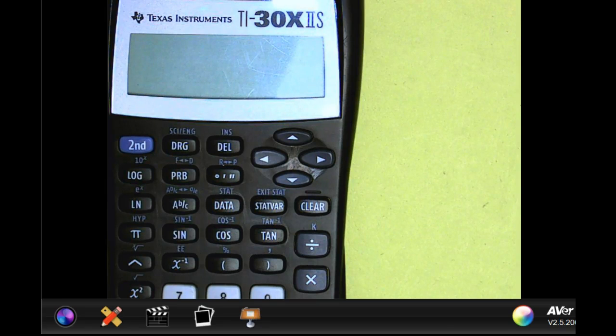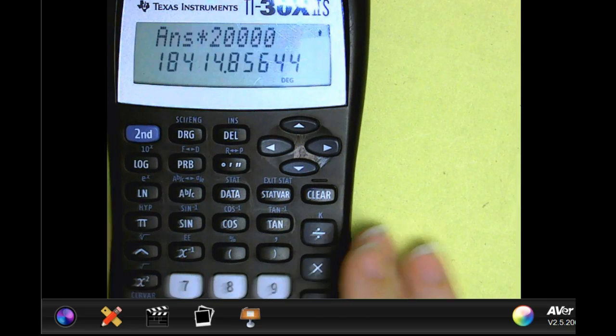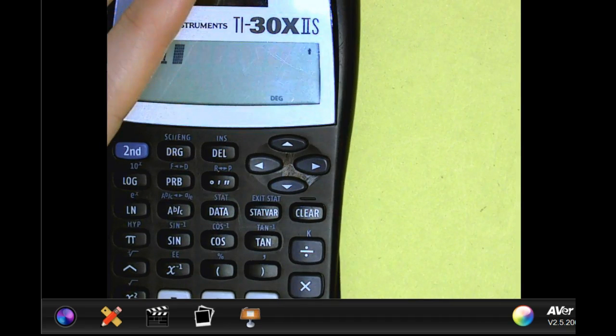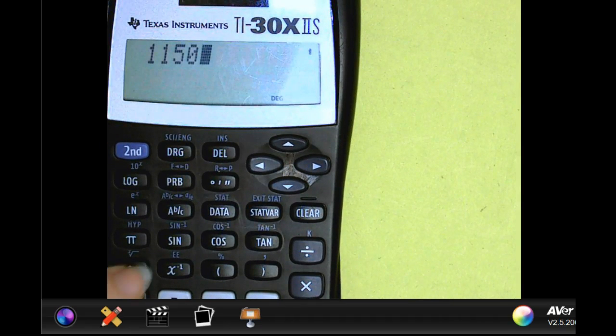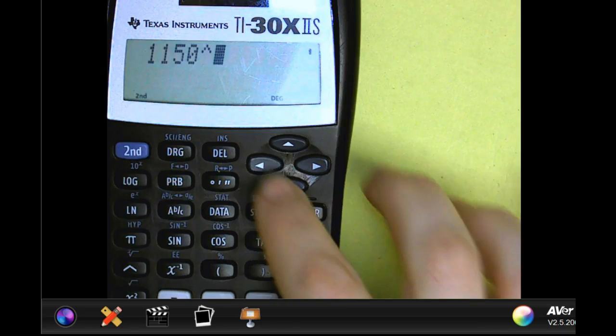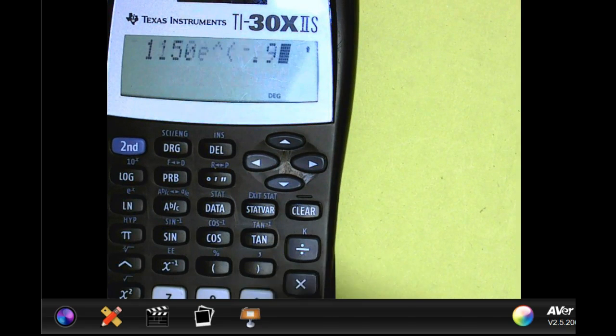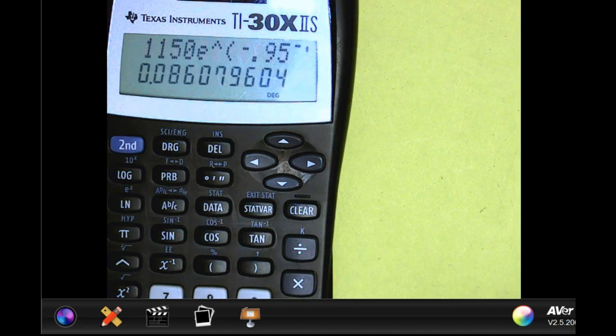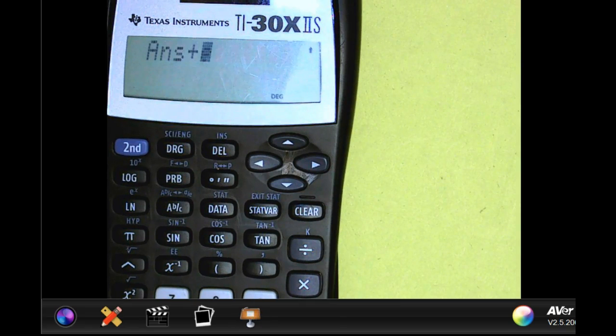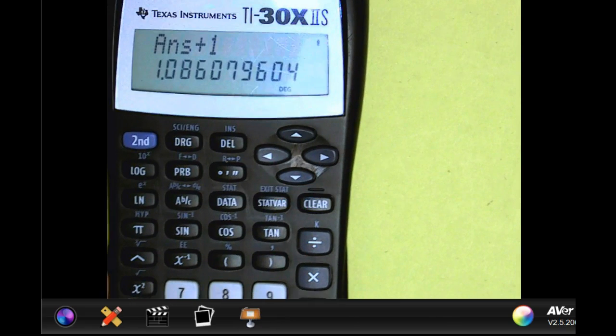So if I take care of just the bottom part of the fraction with that 1150, I do 1150, sorry, times e to the negative 0.95 times 10 power. So I get this, not my answer, right? And I know it's not my answer. To that, I'm going to add the 1, and that gives me my whole denominator. Okay, everybody with me on that?